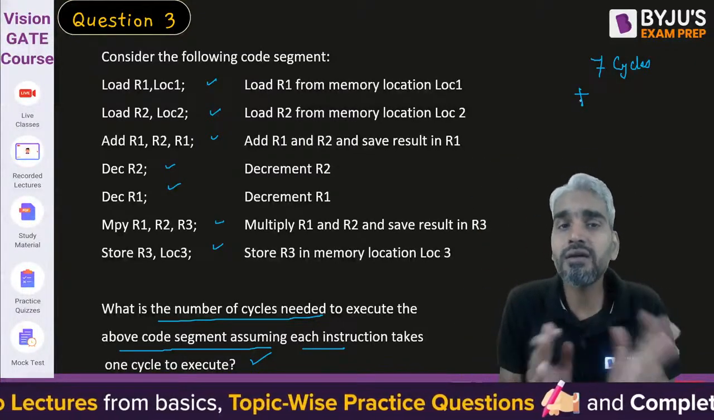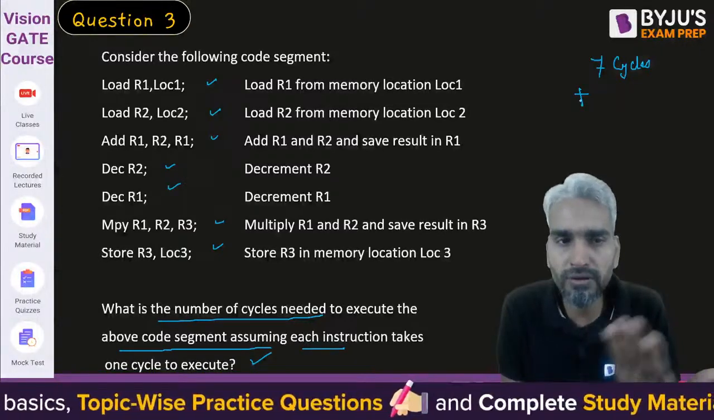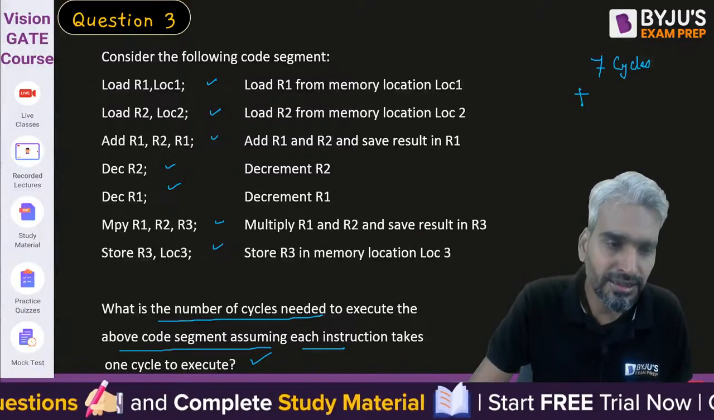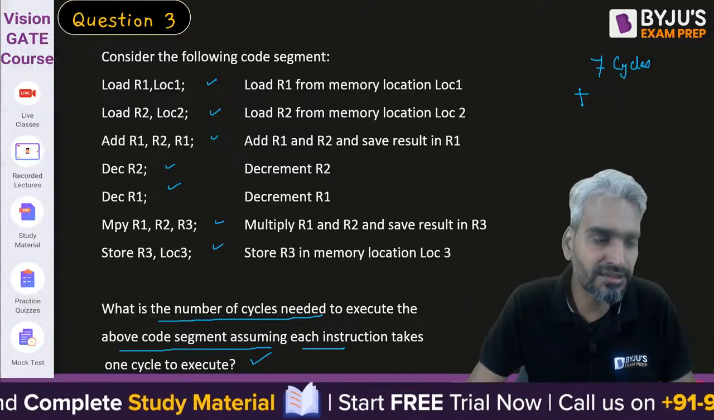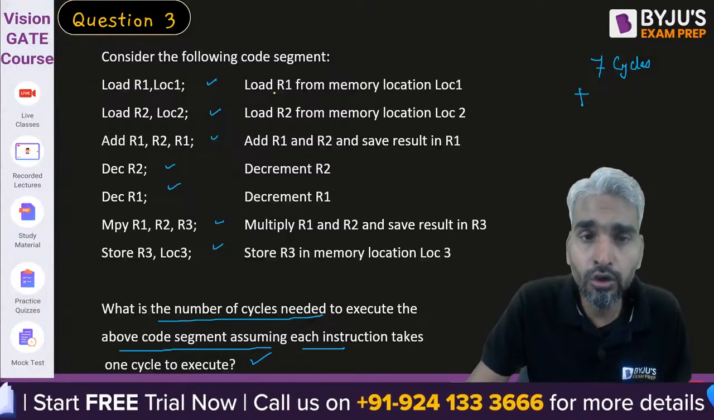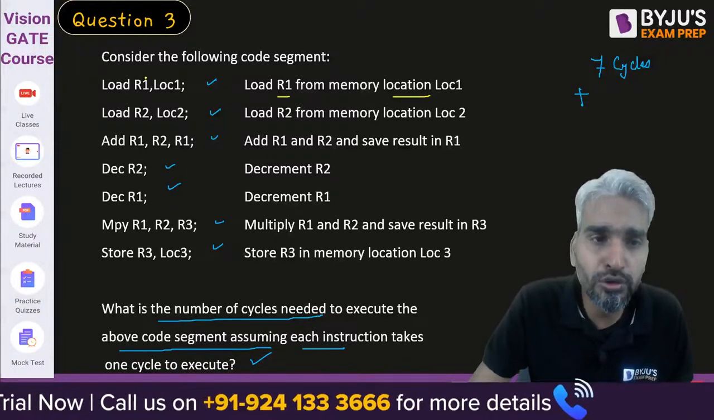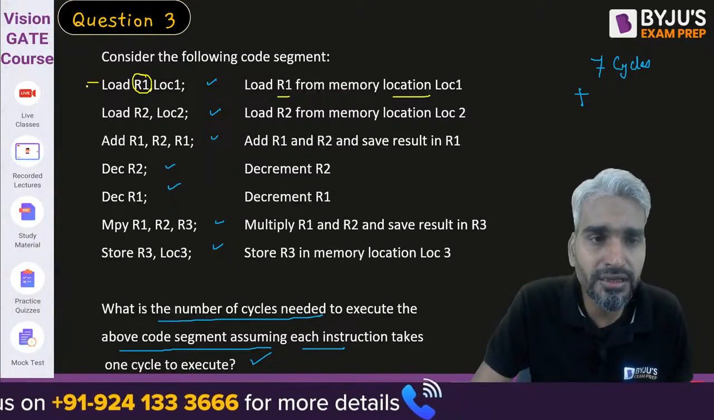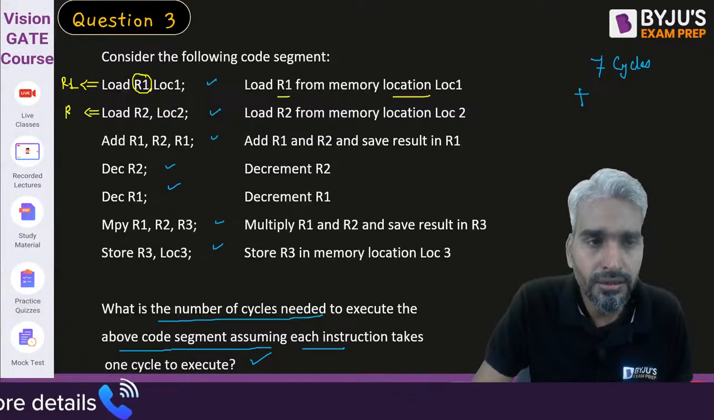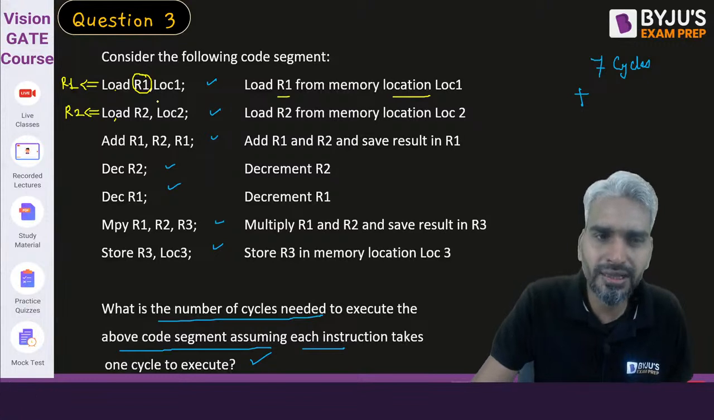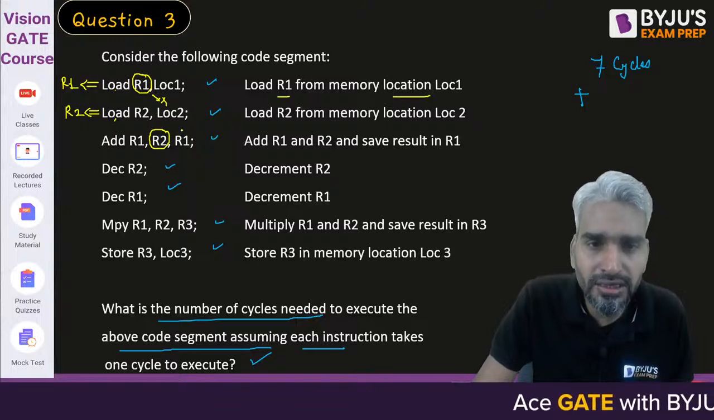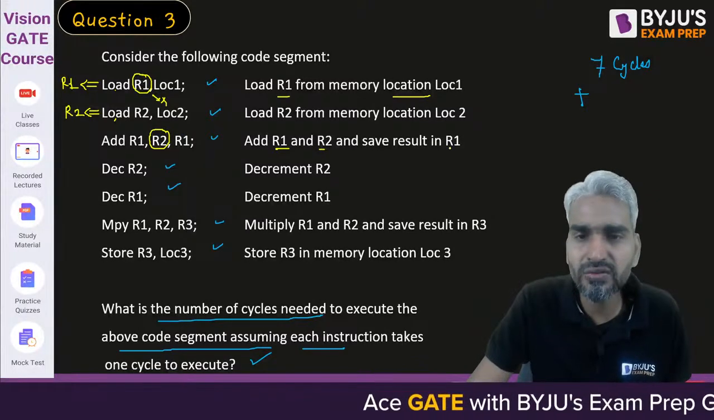But apart from that, there will be some delay which you will have to include before you perform the operation. So let's try to understand the dependency. This is load R1 from memory location local, so it is producing the result in R1. Then the next load is producing the result in R2, but there is no dependency. Now the add instruction is using the result R1 as well as R2. So add R1 and R2 and save the result in R1.